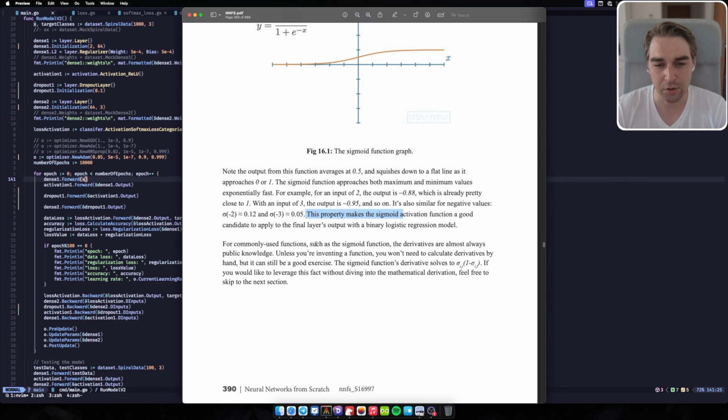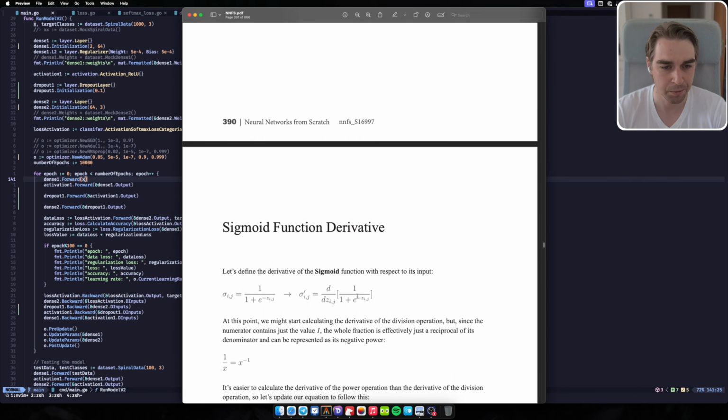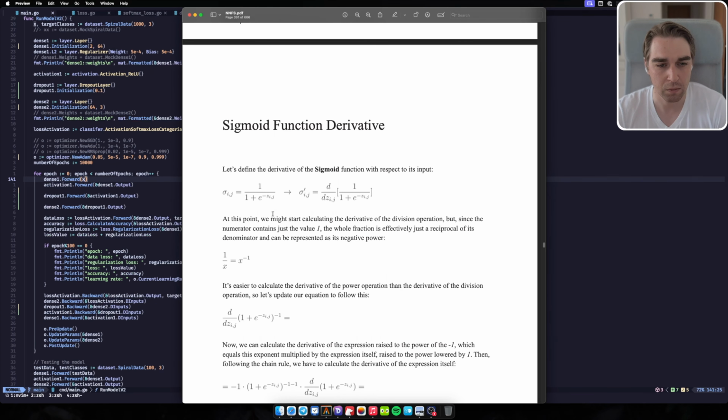For commonly used functions such as the sigmoid function, the derivatives are almost always public knowledge. Unless you are inventing a function, you won't need to calculate derivatives by hand, but it can still be a good exercise. The sigmoid function's derivative solves to the following. If you would like to leverage this fact without diving into the mathematical derivation, feel free to skip the next section. No, I would like to dive in. Okay, the sigmoid function derivative.